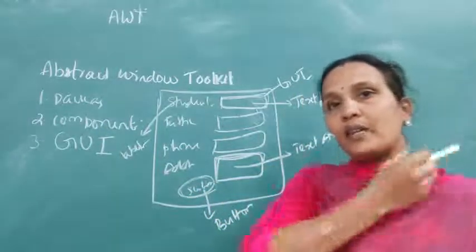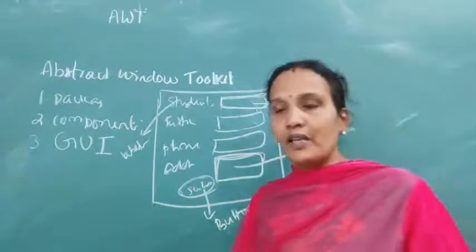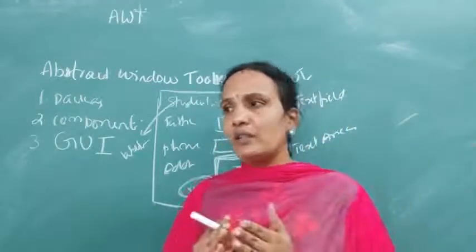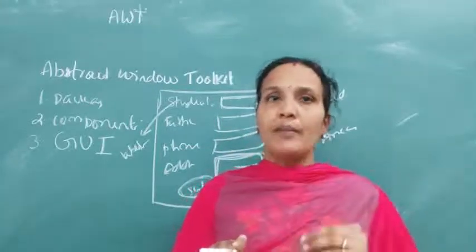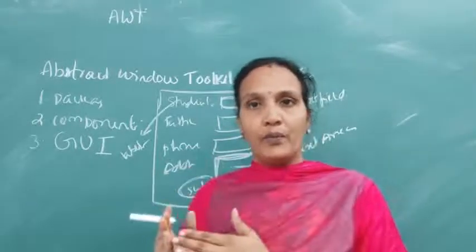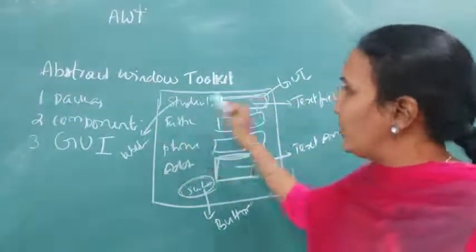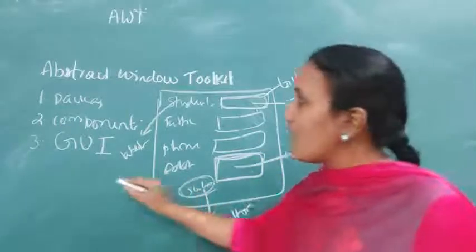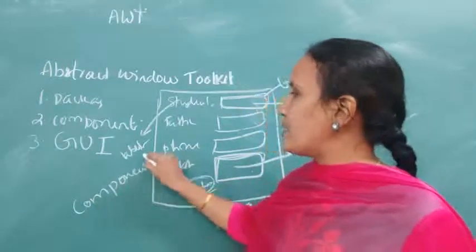So what is a button? Button is also one of the components. Using a button, the user can submit data, not exactly data to the server, but it always performs some action. Something should be submitted to the server and something should be erased on the window, like this. So this label, this text field, this text area, this button are called components.